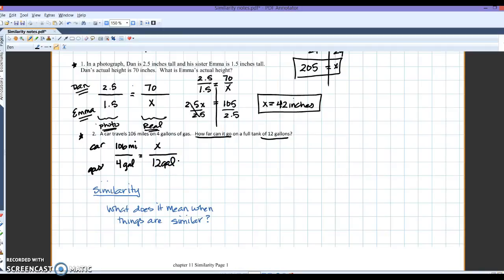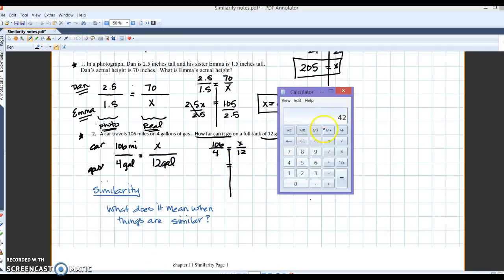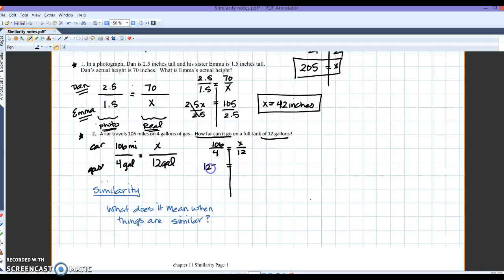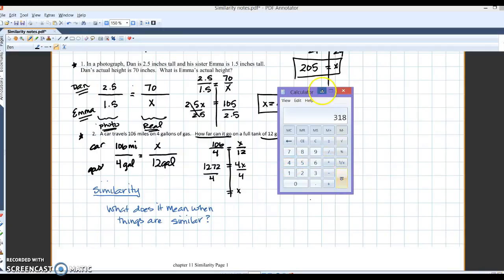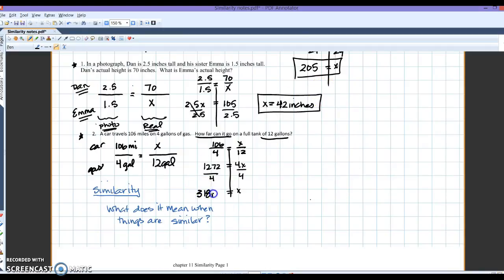So making those choices about like, where are the miles going to go? Where are the gallons going to go? Make those choices ahead of time makes the proportion and the solving way easier to deal with. So I'm just going to quickly rewrite so I can draw my line down my equal sign, grab my calculator. 106 times 12 is 1272 equals 4x. Divide both sides by 4. Divided by 4, and that's 318. So that's 318 miles. That's how far that car can go on a full tank of gas. Okay, so now that we've got the preliminary work out of the way, now let's talk geometry.